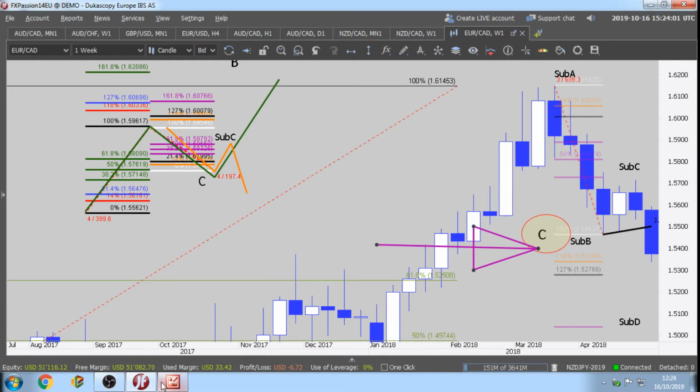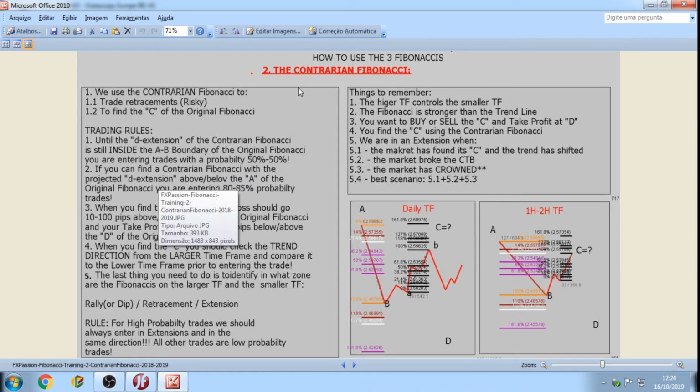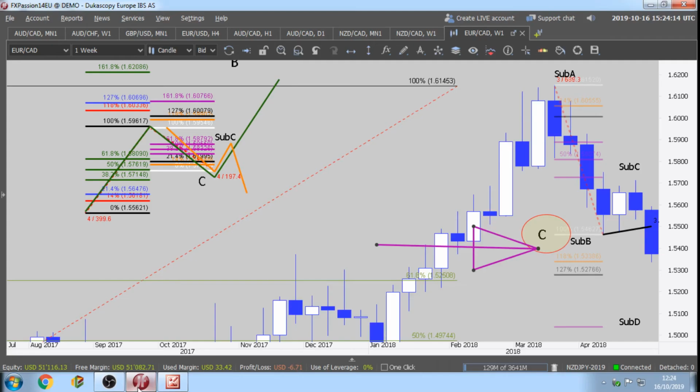Okay. Remember the picture. How to use the Contrarian Fibonacci. We use the Contrarian Fibonacci to, number one, trade retracements, and number two, to find the C of the original Fibonacci. So we are trading a retracement right now. Agreed?